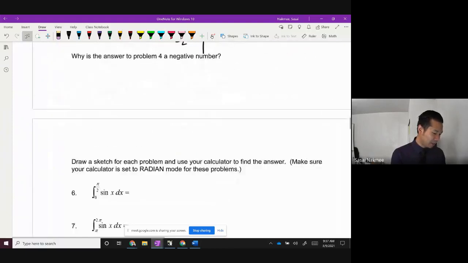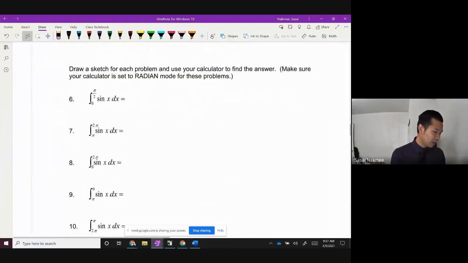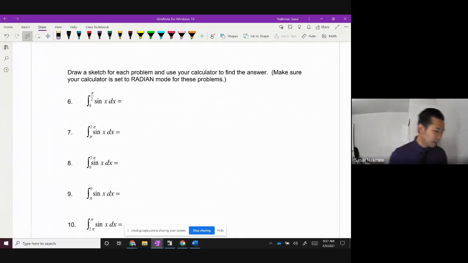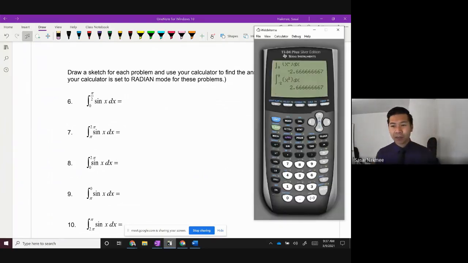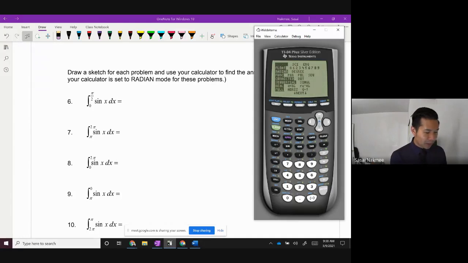Let's practice this here. We're going to go down here to the next one. Draw a sketch for each problem. Use your calculator to find the answer. Make sure your calculator is set to radian mode. If you are taking physics right now, your physics teacher asks you to have your calculator in degrees. In calculus, I ask that you set your calculator to radians. So it is very important that you know which mode your calculator is in. And I say mode because that's the easiest way to check. If you press the mode button, it shows you the different settings of your calculator.